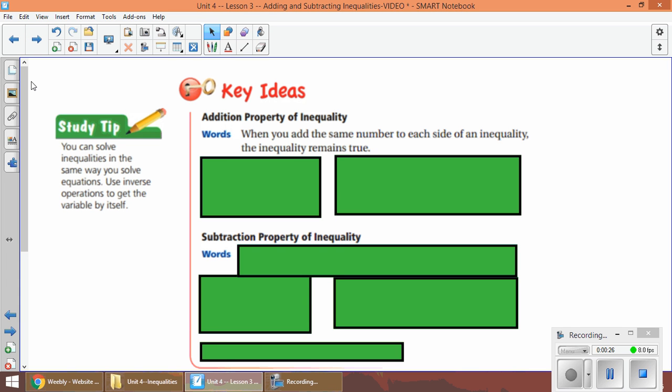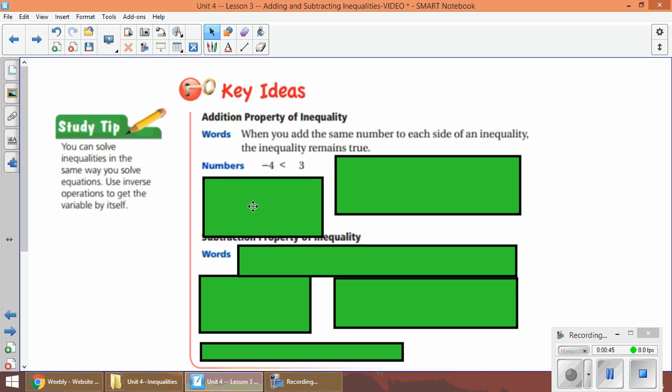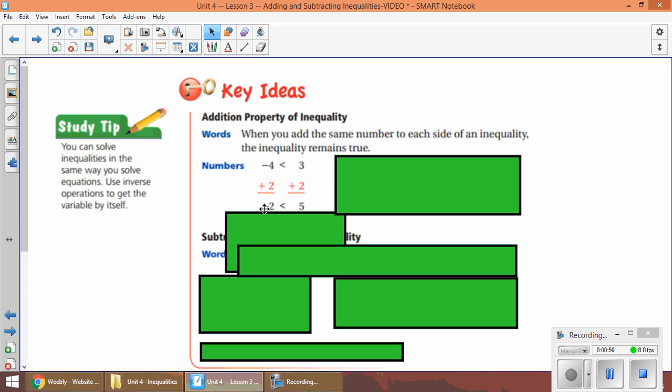Okay, here is page 1. We're going to talk about the addition property of inequalities. When you add the same number to each side of an inequality, the inequality remains true. So what does that mean? Well, if we have -4 is less than 3, that's still true if we add 2 to both sides. So if we add 2 to both sides, we get -4 plus 2 is -2, and 3 plus 2 is 5. -2 is still smaller than 5, just as -4 is smaller than 3. Okay.